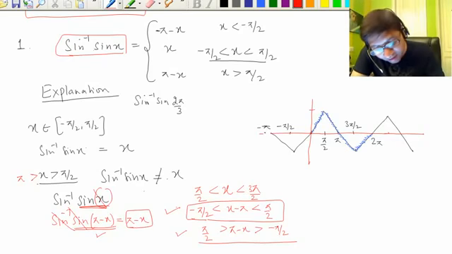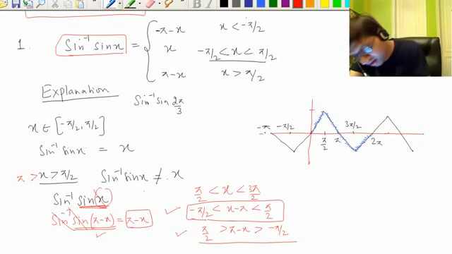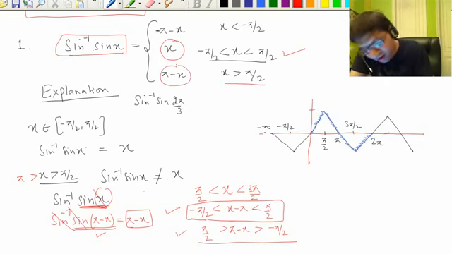Right, so when x is greater than pi by 2, sin inverse sin x is equal to pi minus x. So it means pi by 2 is a critical point of this compound function where the definition change is taking place. So I have written here, between minus pi by 2 and pi by 2 the definition is x, and for x greater than pi by 2 the definition is pi minus x, and obviously there is an upper limit also, it is 3 pi by 2.